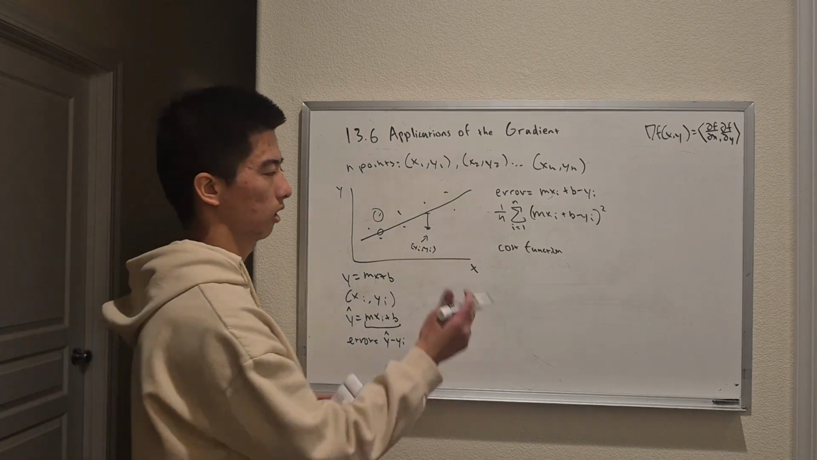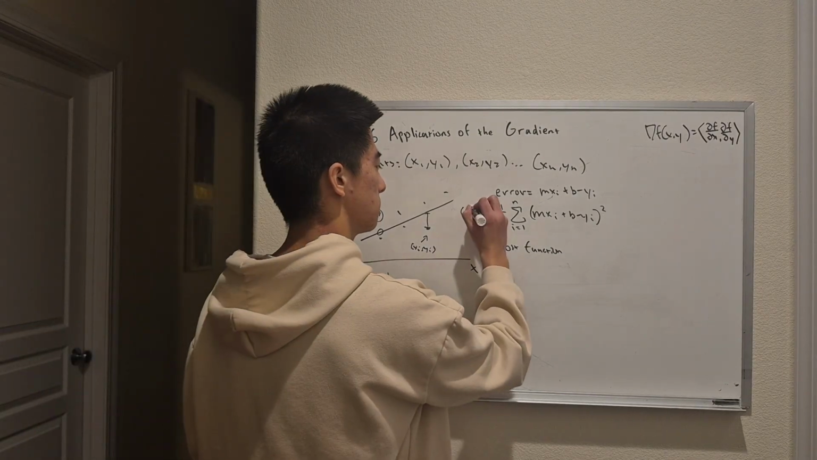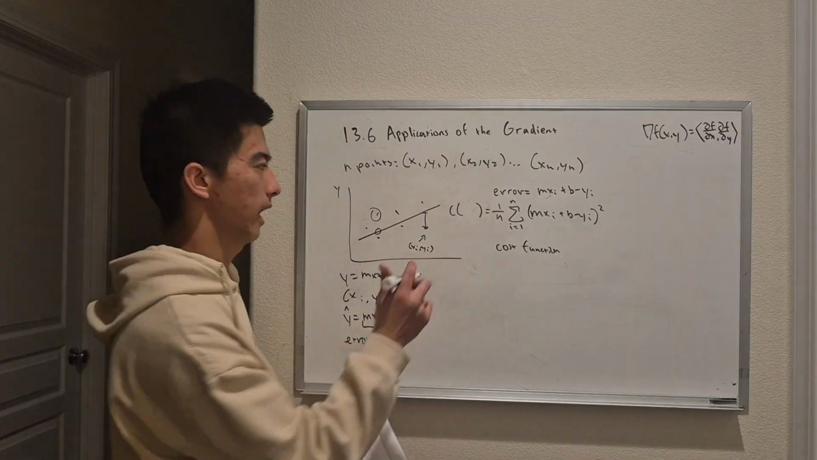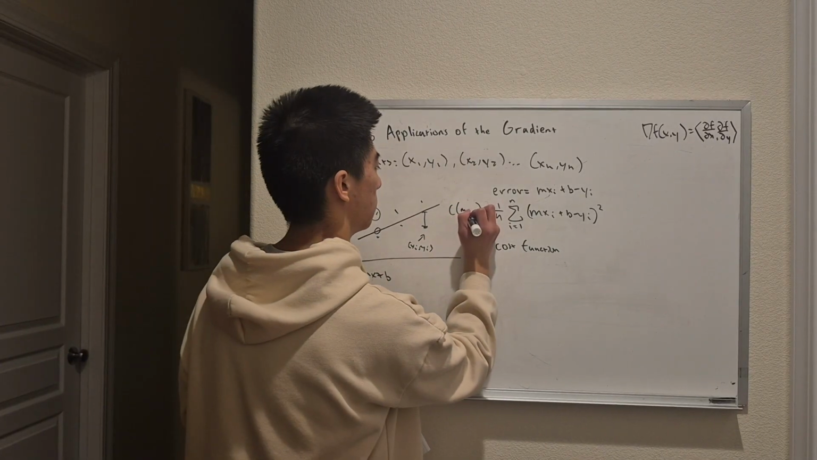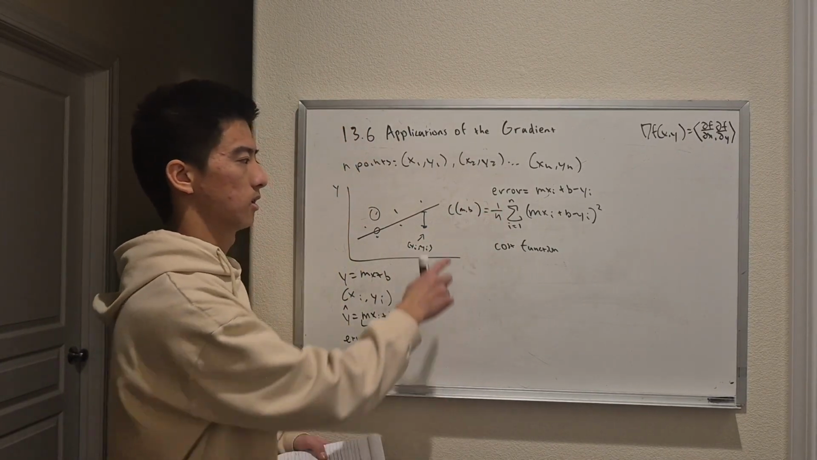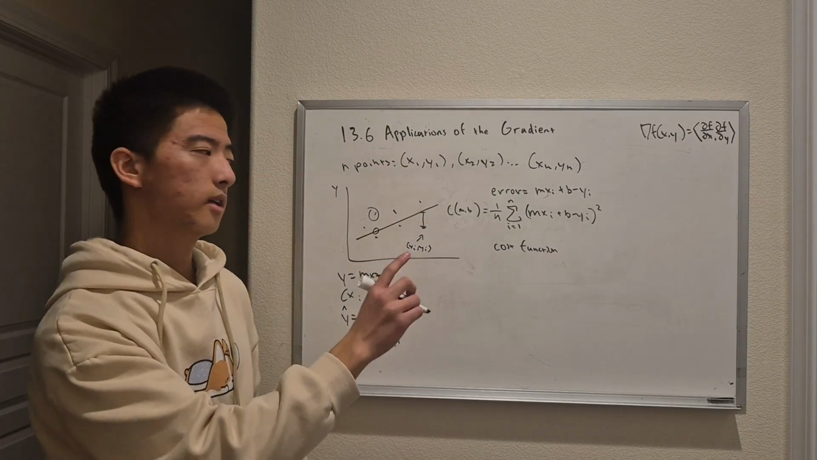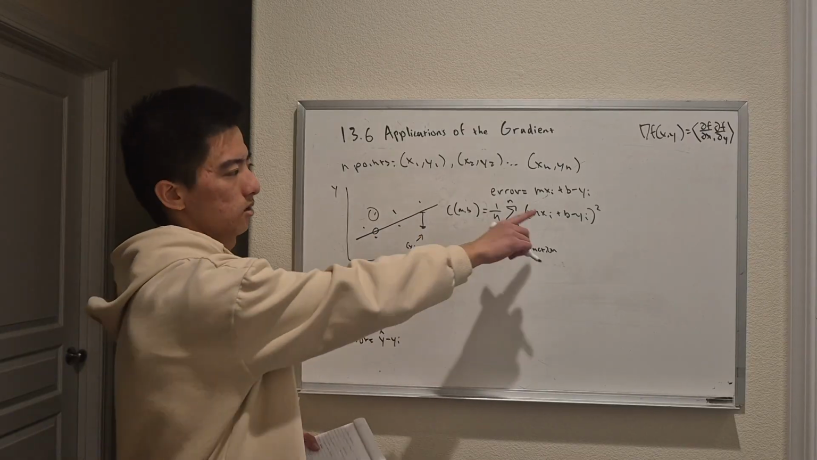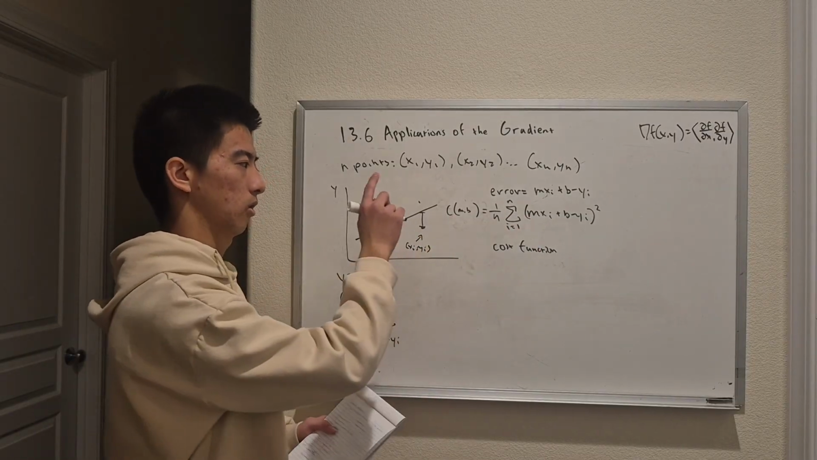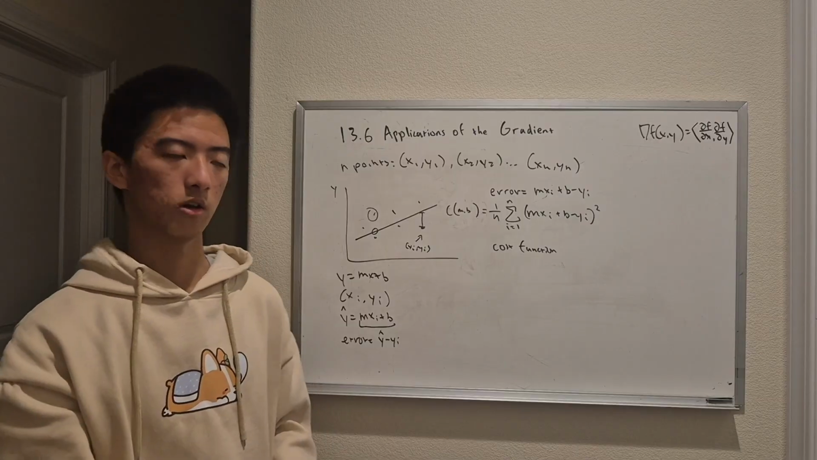And I'll denote our cost function as C of two variables, m and b. The reason for this is that our cost function describes a line, and a line is defined by its slope m and its y-intercept b. So those are our variables, and then x and y are just the points.